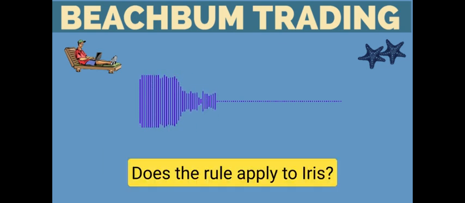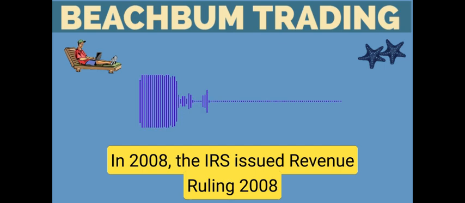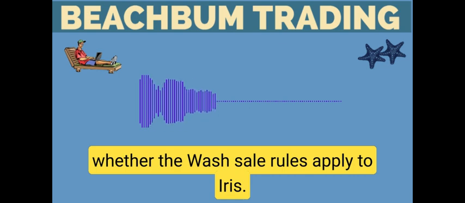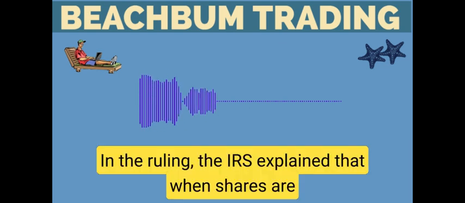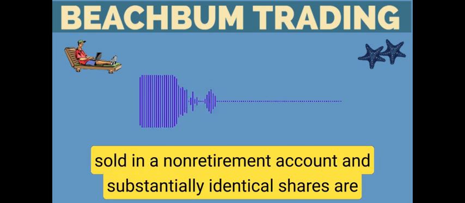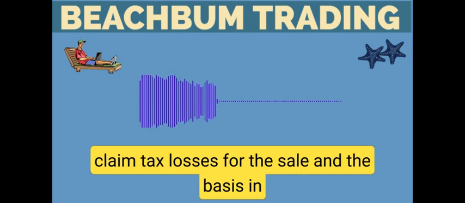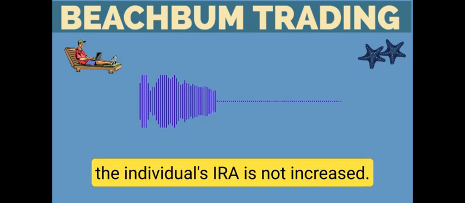Does the rule apply to IRAs? In 2008, the IRS issued Revenue Ruling 2008-5, in which it addressed the question of whether the wash sale rules apply to IRAs. In the ruling, the IRS explained that when shares are sold in a non-retirement account and substantially identical shares are purchased in an IRA within 30 days, the investor cannot claim tax losses for the sale, and the basis in the individual's IRA is not increased.